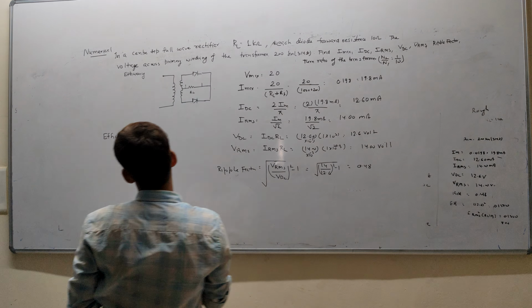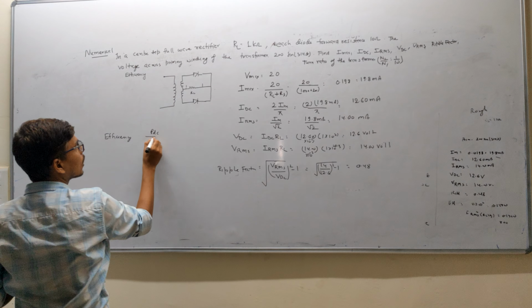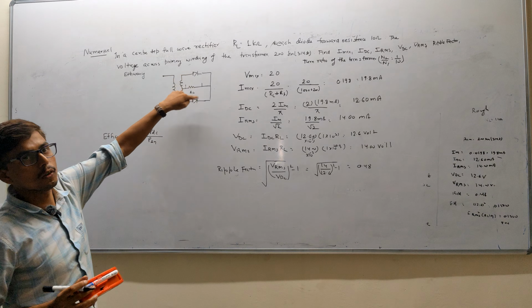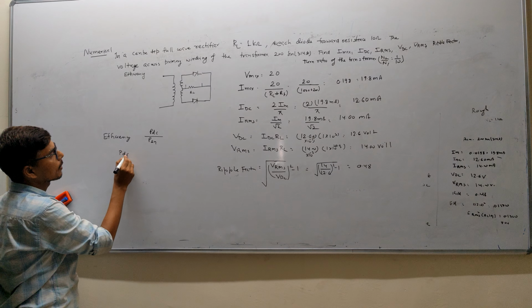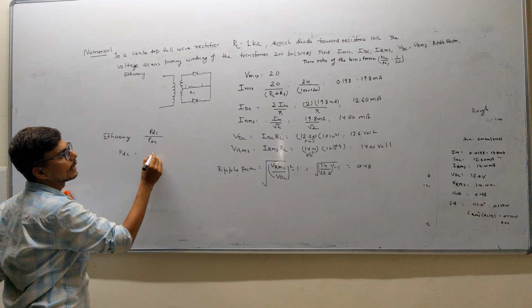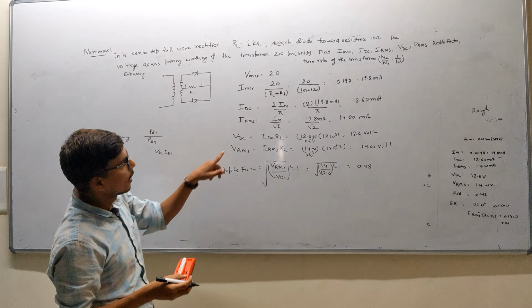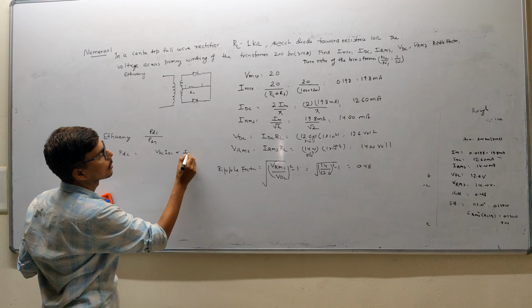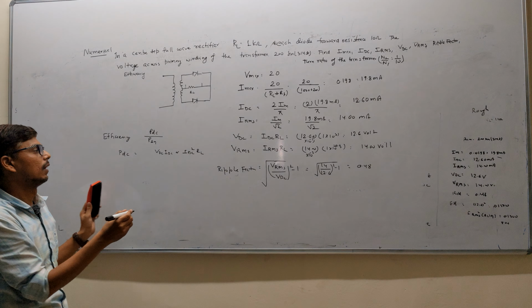Total DC power output and total input power. There are no difficulties in calculating DC power. You can use either VDC into IDC or IDC square into RL. I am using this one. Both will give the same result.